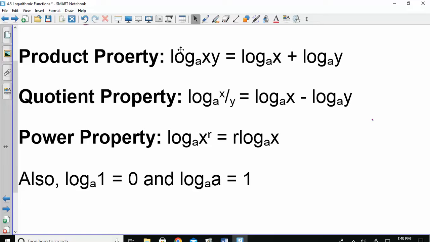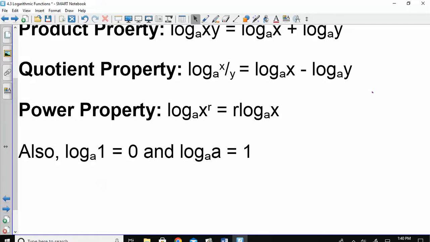If I gave you 3 to the 5th divided by 3 squared, what would you do with those exponents? Subtract them. So, properties of logs: if you have the log of two things being divided, you can split them up and subtract the individual logs. The power property: if you have an exponent, you're allowed to bring that down in front as a coefficient.